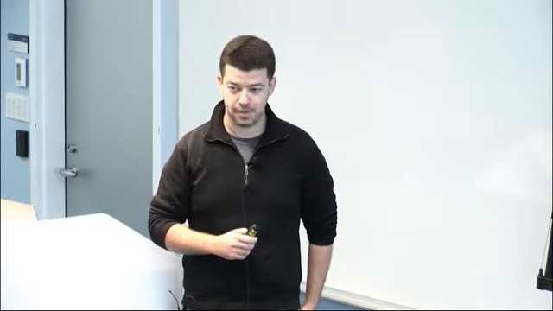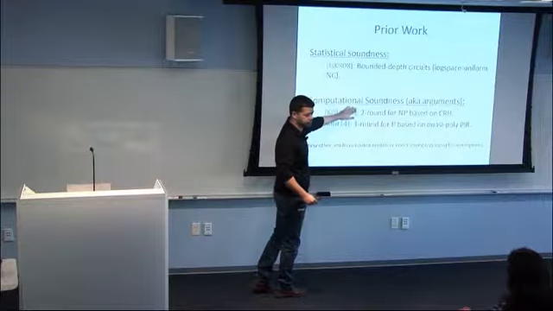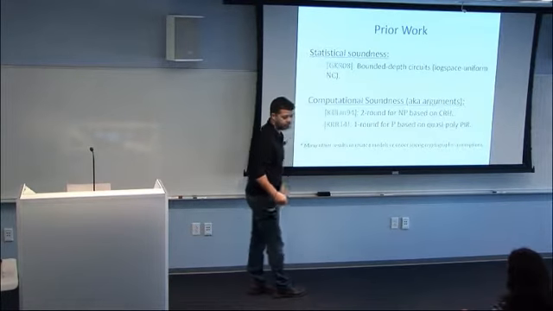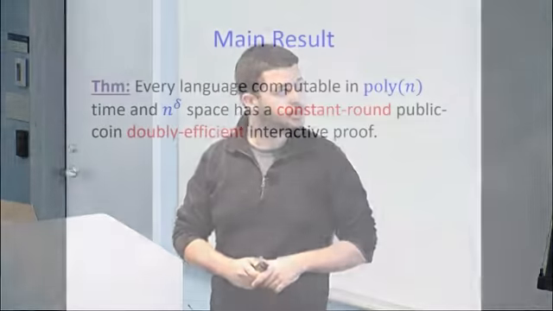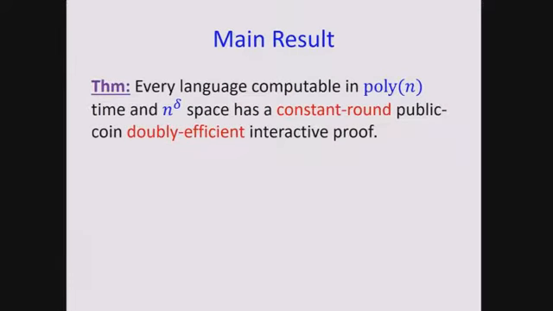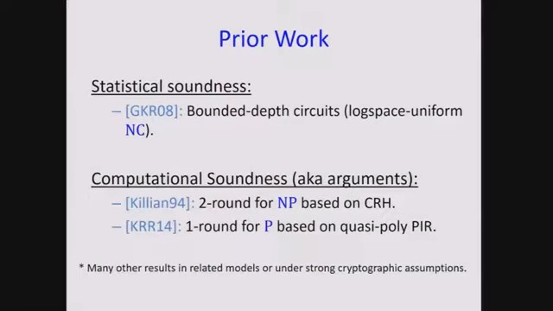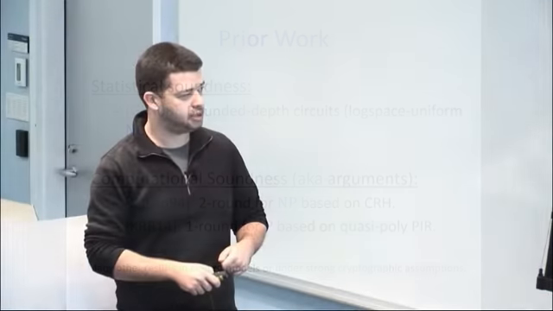But when you say 2 rounds, you mean 1, 2, 1, 2? Right. If you're counting messages, this would be 4 messages between the two parties, and this would be 2 messages. Okay, so that brings us to the main... Those are all public coin? So this one is public coin. This one you need, yeah, it's not publicly verifiable.